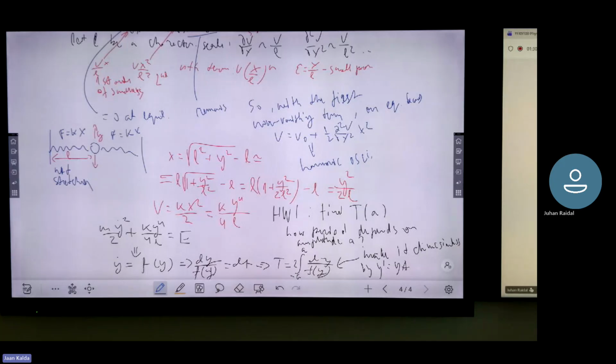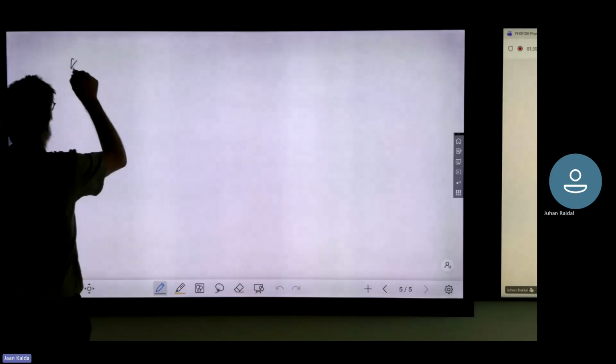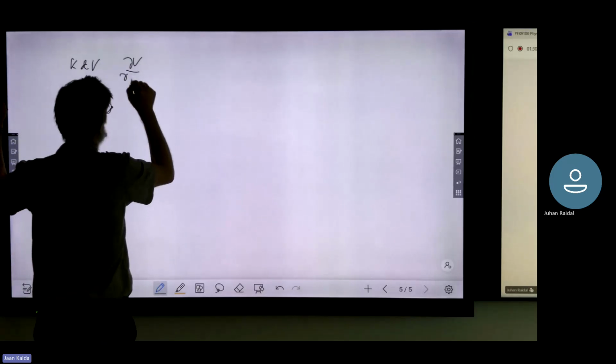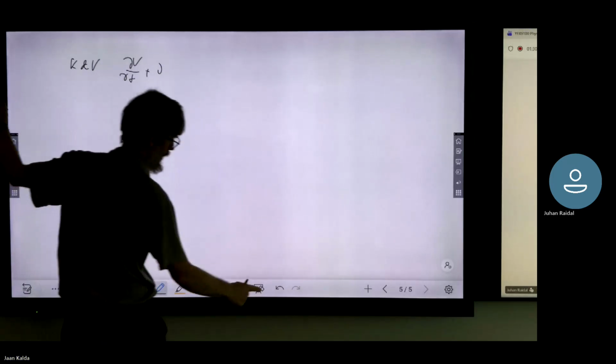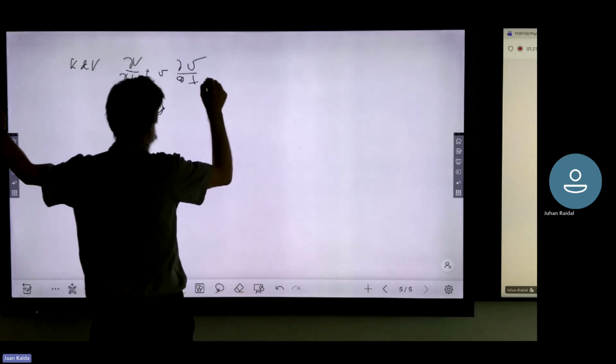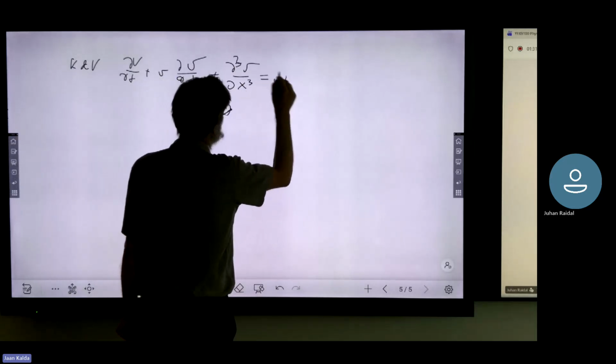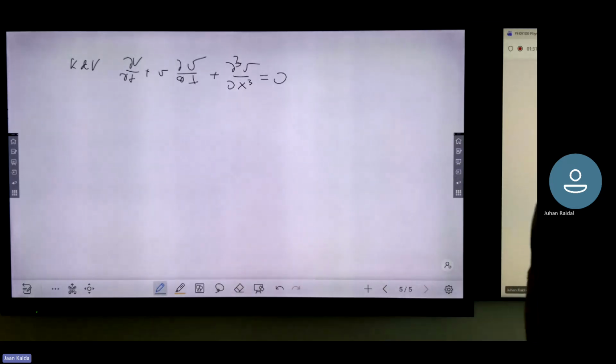Anyway, now going back to the KdV equation. The question is, let me write it again. KdV is dV over dt plus v dV over dx plus d cube dV over dx cube equal to 0. And this is also quite universal. And now the question is why? Why is this universal? Can any of you explain why this is universal?